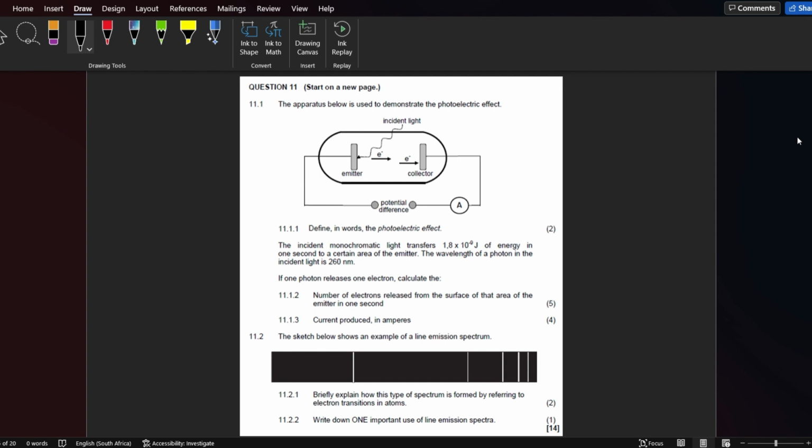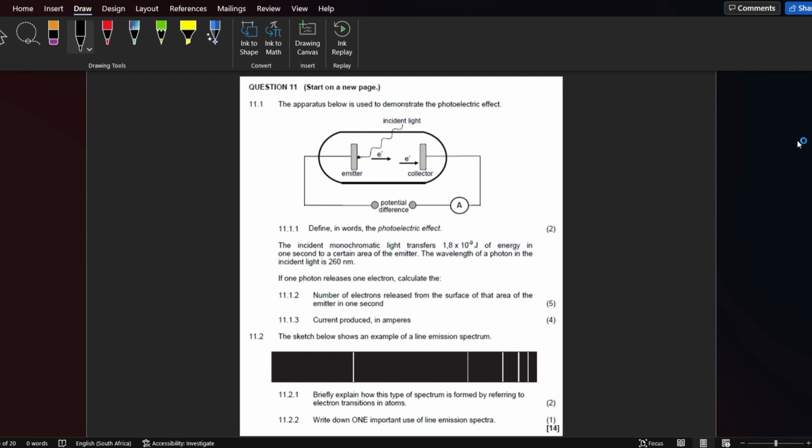Okay, the next part of information tells us that the incident monochromatic light transfers 1.8 times 10 to the negative 9 joules of energy in 1 second to a certain area of the emitter. The wavelength of the photon in the incident light is 260 nanometers. If one photon releases one electron, calculate 11.1.2, the number of electrons released from the surface of that area in the emitter in 1 second.